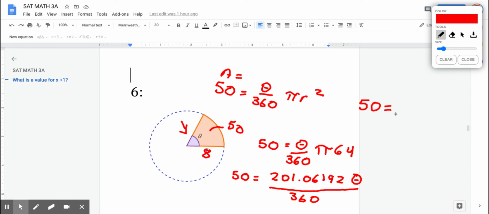I'm bringing it over here. 50 equals 0.558 theta, and just divide out 558. Whatever you do to one side, do to the other. That'll give us a theta of about, we'll say about 89 degrees.